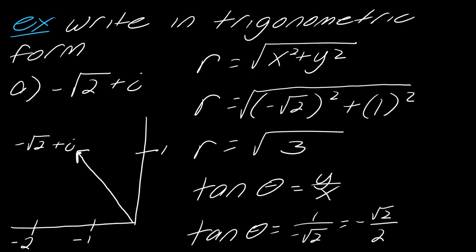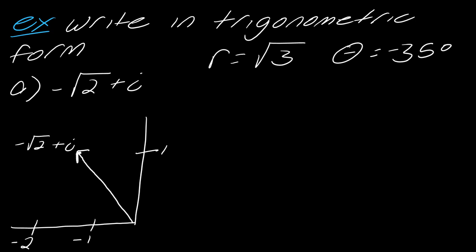Now, to find theta, tangent of theta is y over x. So I'm going to take 1 over the negative square root of 2. I could rationalize this if I want. Now, I cannot get to this on the unit circle, so I had to use my calculator to help me with this. My calculator gave me, and I just went ahead and rounded the result, negative 35 degrees. Okay, so far, here's the information I have: r is equal to square root of 3, theta is equal to negative 35 degrees.